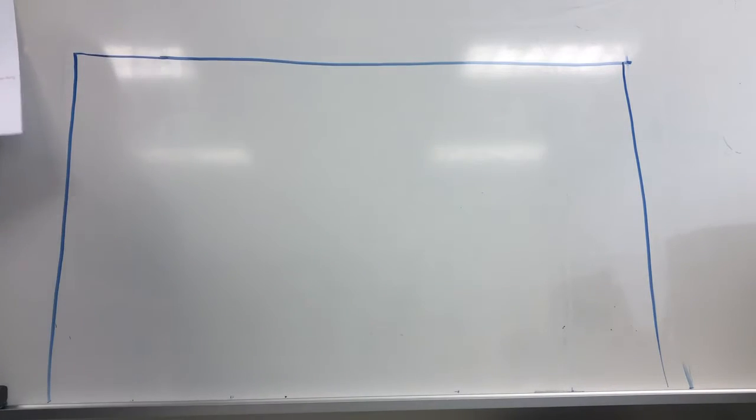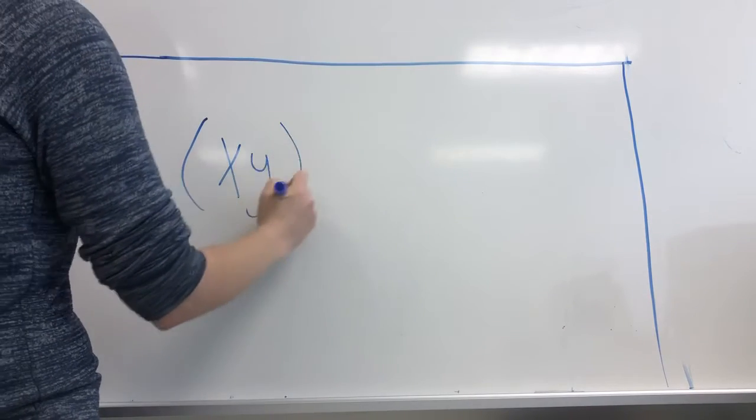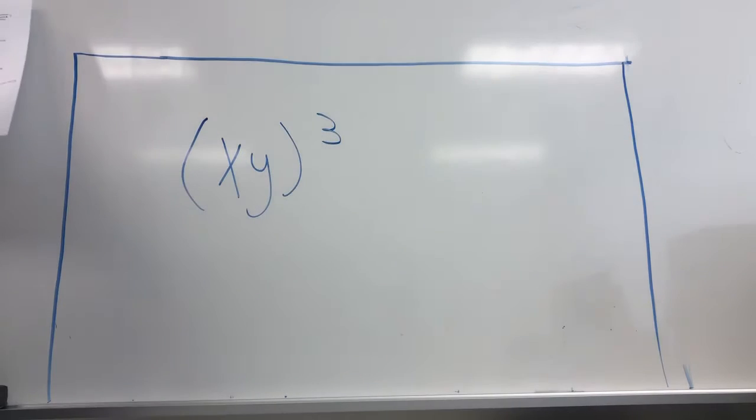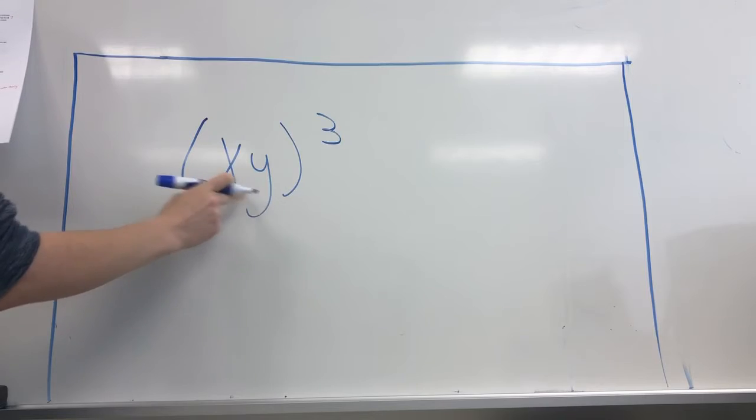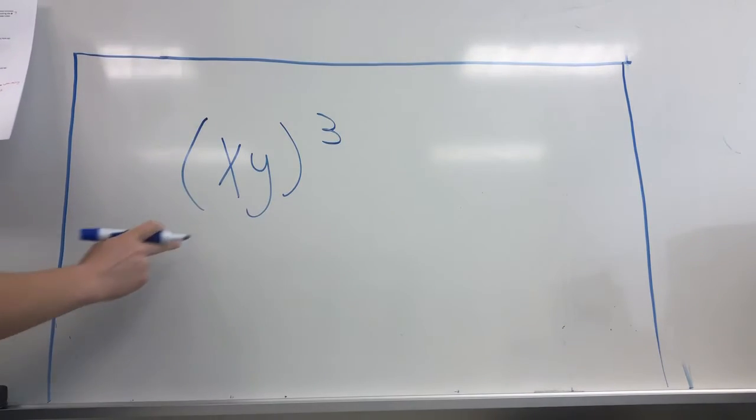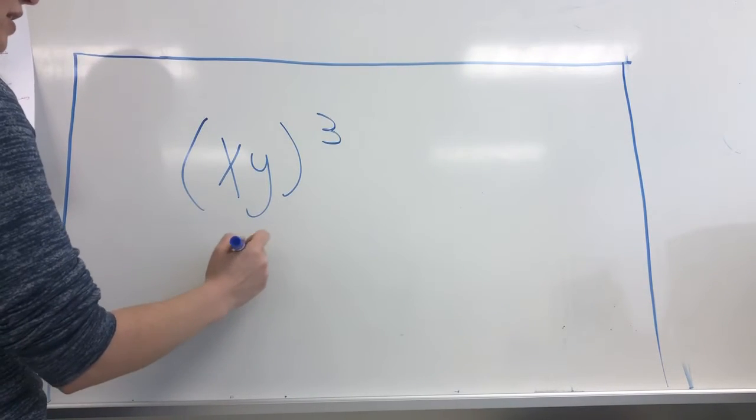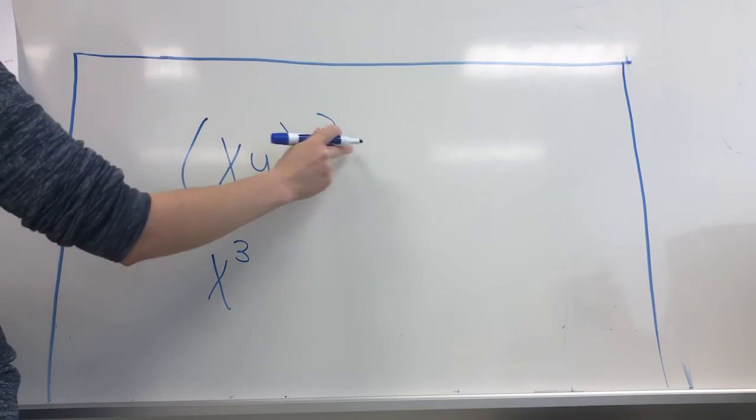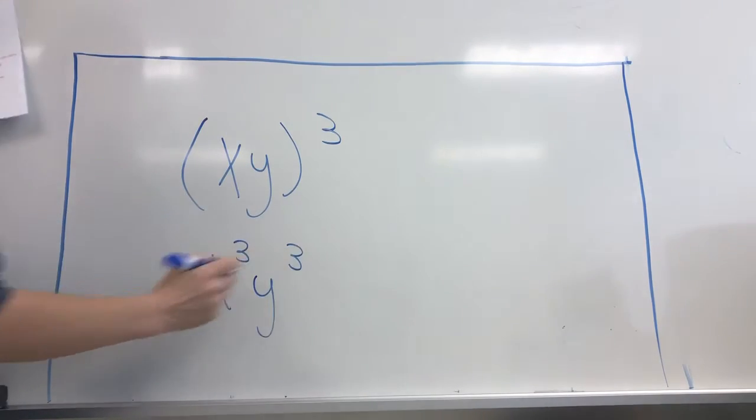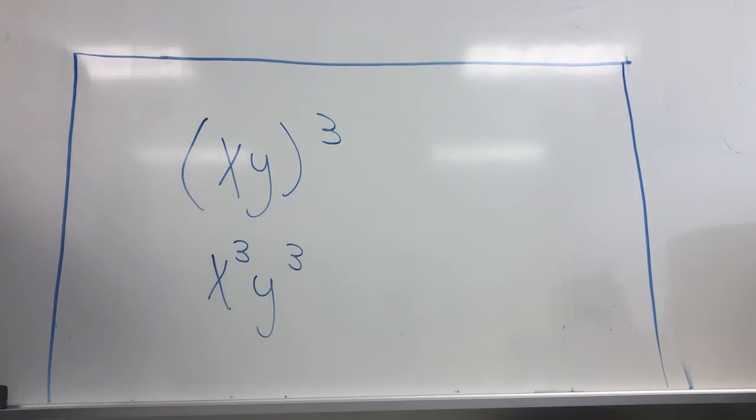The next example we're going to work through uses the product law of exponents. So in simple terms, this rule just states that when taking the power of a product, you apply the exponent to all factors of the product. So doing that, we would apply this exponent here, so that would be x to the 3rd, and we would apply it to the y, so y to the 3rd. So your answer here is just x to the 3rd, y to the 3rd.